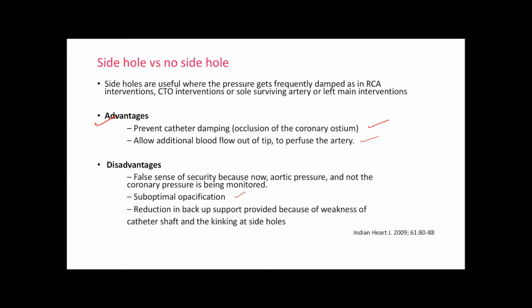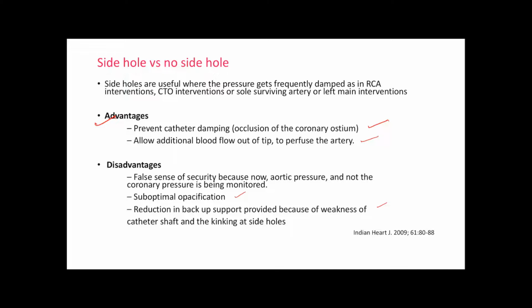Also, since a lot of dye may be coming out instead of going into the coronary vessel, there will be suboptimal opacification. And since the tip has a hole here, the support that the usual guide catheter has will be weakened, so there will be less support. These are the advantages and disadvantages of the side hole. For most purposes, people now don't use side hole catheters because of these reasons.